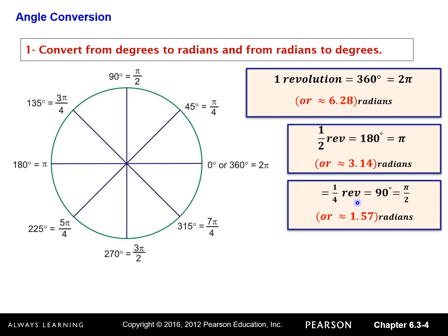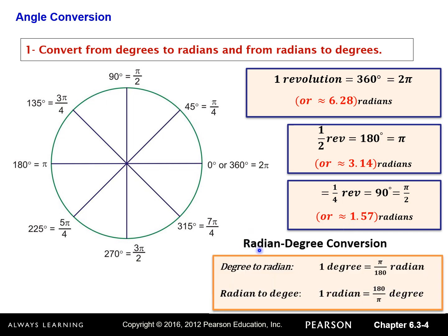While 1/4 of the revolution is equivalent to 90 degrees, which is half of 180 degrees. So this measures 90 degrees, or in radians, pi over 2. If you convert pi into 3.14, then 3.14 divided by 2 is 1.57. So this angle measures 1/4 of the revolution, or 90 degrees, or pi over 2 radians, or 1.57 radians.